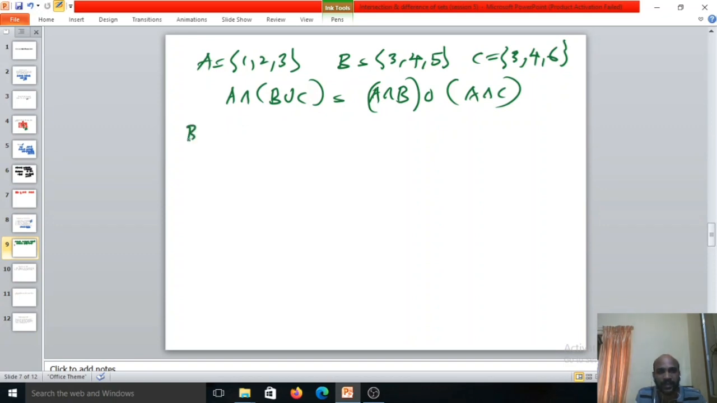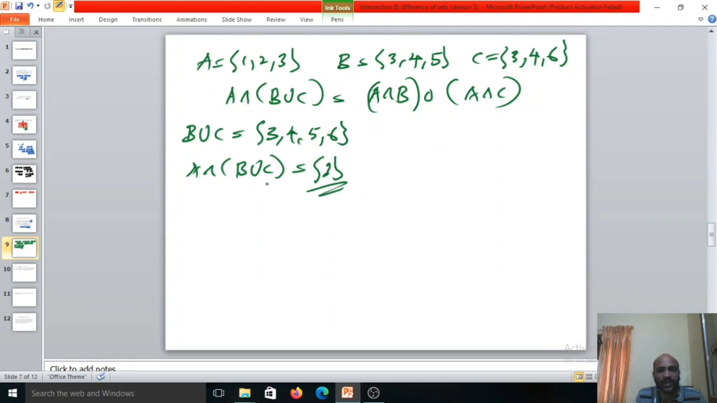So first we can find left hand side, that is B union C. All elements of B and C, right? So elements are 3, 4, 5 and 6. Then A intersection B union C means common elements of A and B union C. So the element common to set A and B union C is only one element, that is 3. Okay, 3 is the common element. So answer is set 3. Now we can find its right hand side. For finding right hand side, first you have to find A intersection B, common elements of A and B, that is set 3.